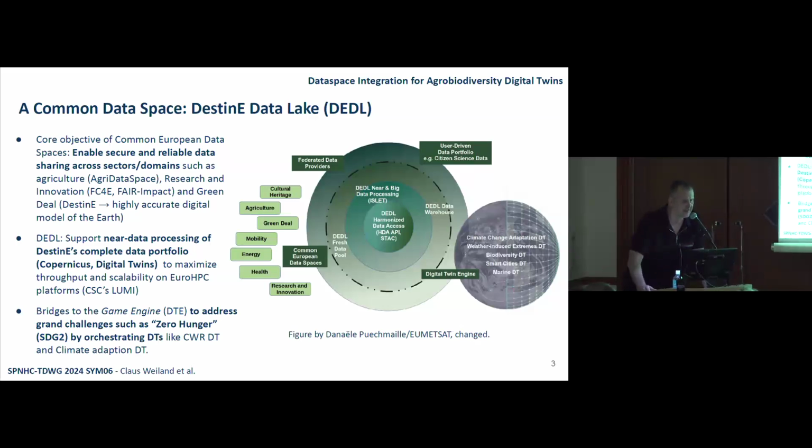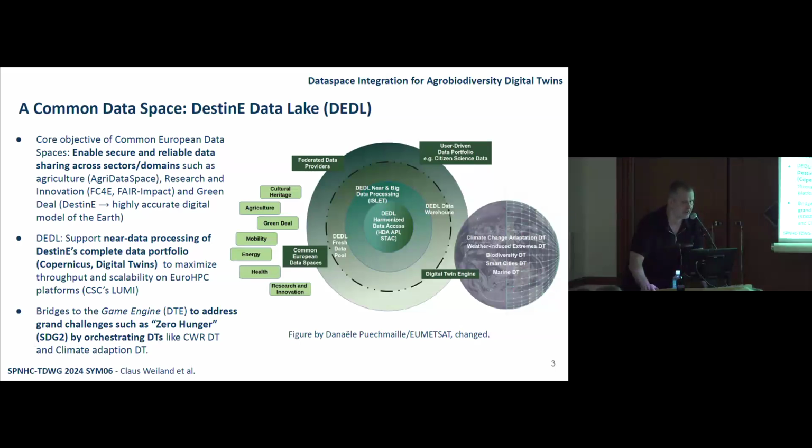And this data space is set up in the context of the aforementioned Destination Earth initiative. Destination Earth, not only the biodiversity digital twin, aims to set up a highly accurate digital model of the Earth. You can call it replicas. That was the aim of your question, I think. A particular component of the Destination Earth data space is DEDL, the Destination Earth Data Lake. Sorry for the lot of acronyms. This component, in its layer structure shown here in the middle, should guarantee near data processing on the complete portfolio of Destination Earth.